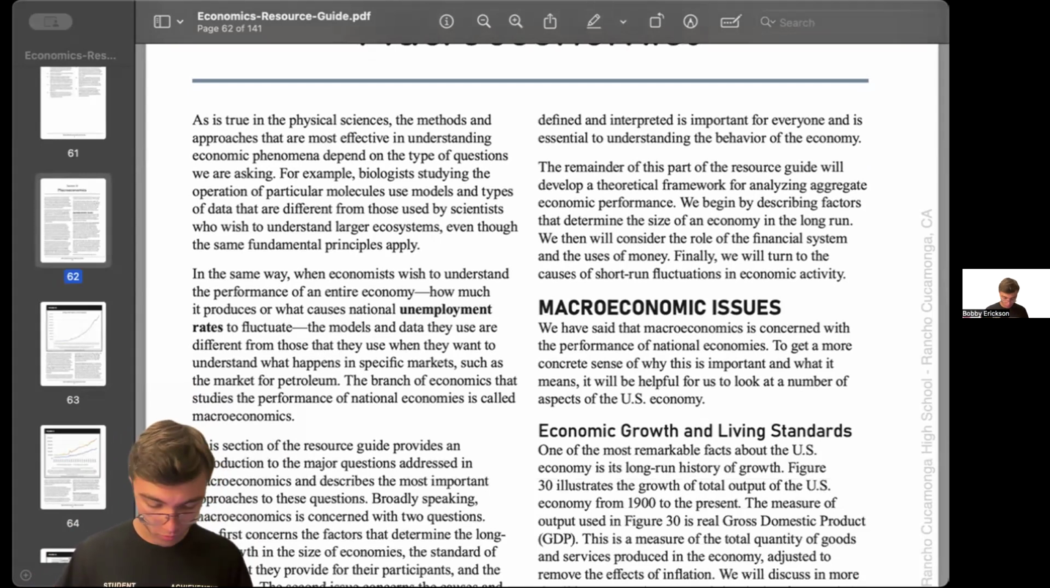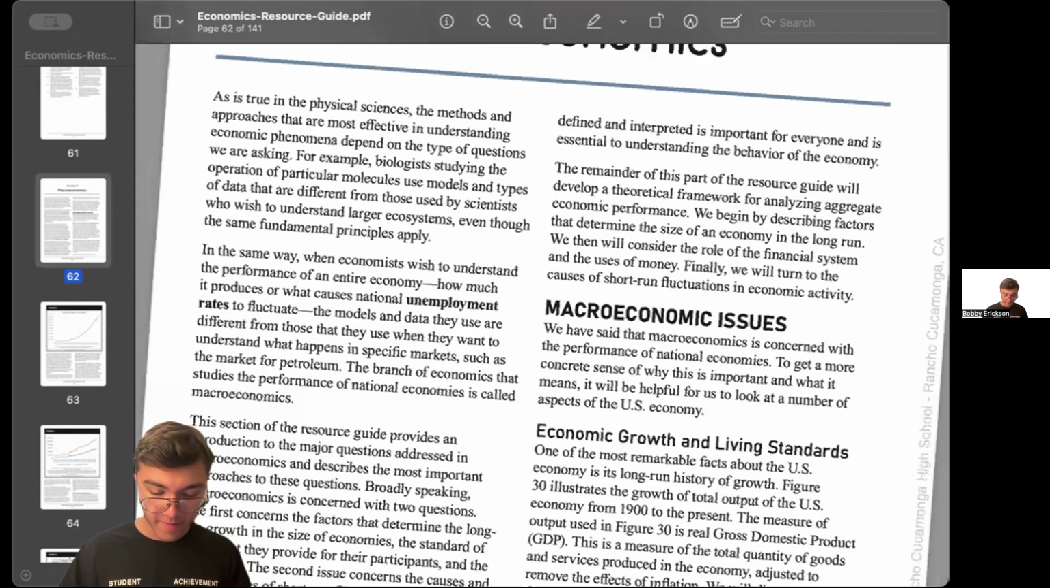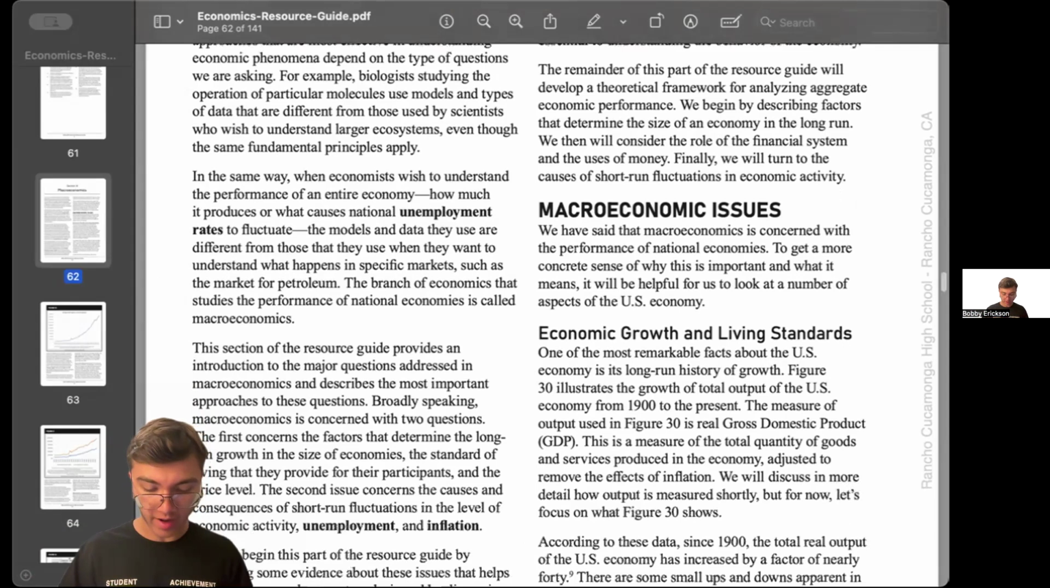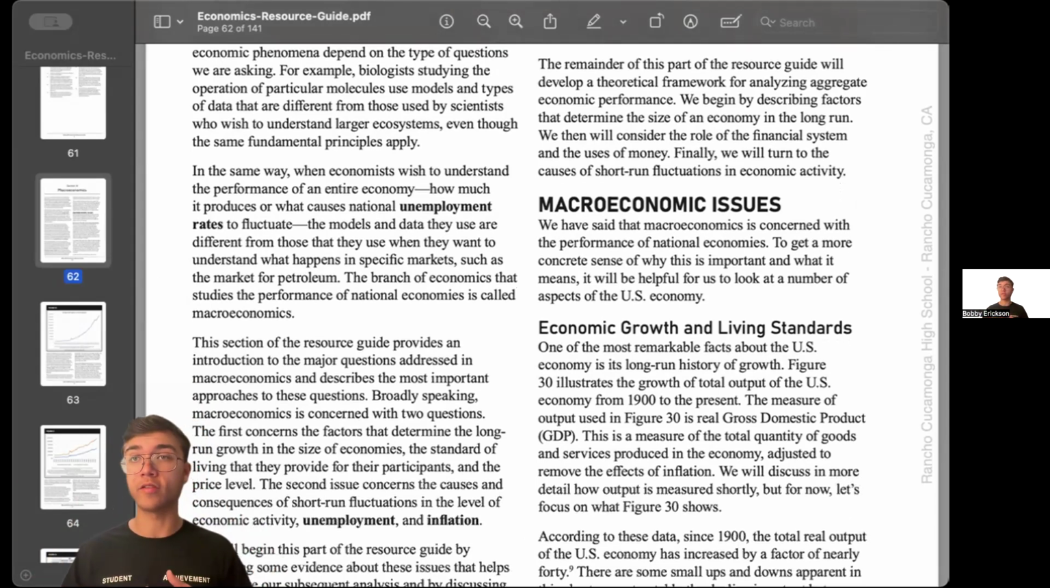So we know that biologists study operations for specific models and types of data, and the same is true for economists who are trying to study larger systems. So they might study smaller things, and scientists can also study bigger ecosystems. So, in the same way, we can look to understand an entire economy as a whole. So, this is where macroeconomics comes in.